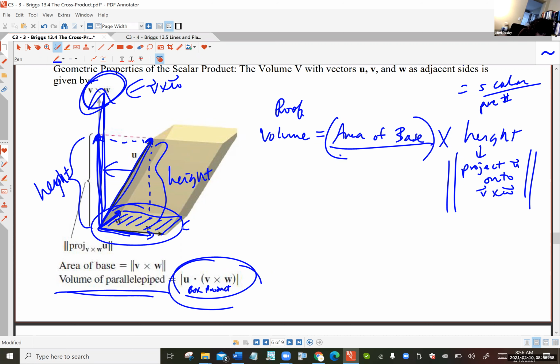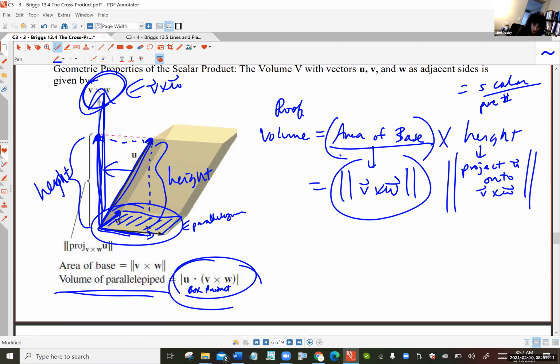And then what's the area of the base? Well, the base down here is a parallelogram where V and W are adjacent sides. So I claim from a previous theorem we just did, that's just going to be the magnitude of V cross W. Okay, so there's a magnitude, and then we have another magnitude, multiply those two magnitudes together, boom, we get the volume. So let's save this for later, and let's look at this.